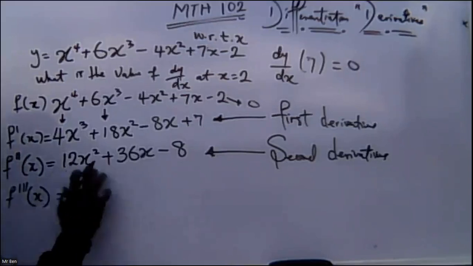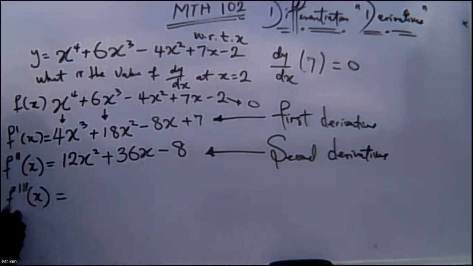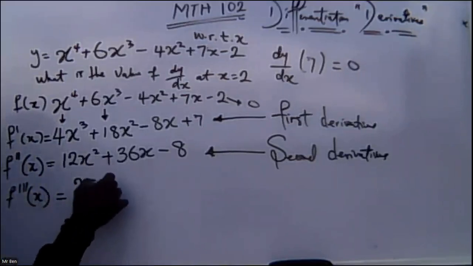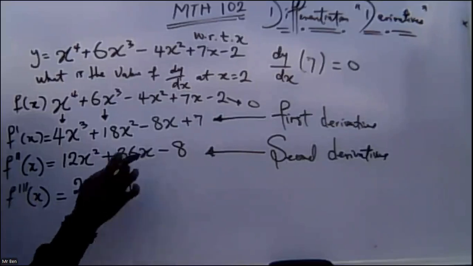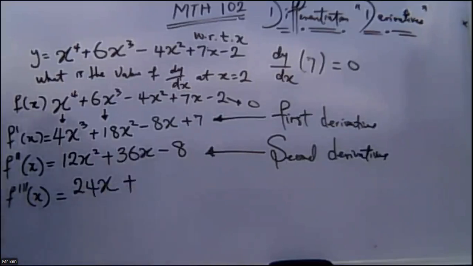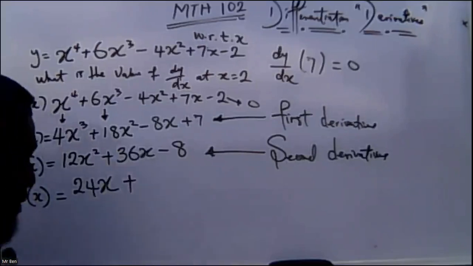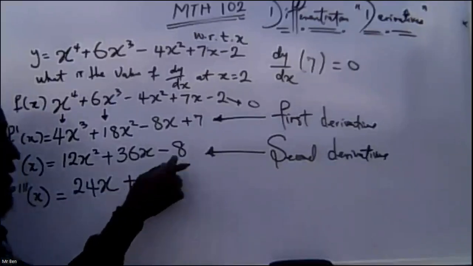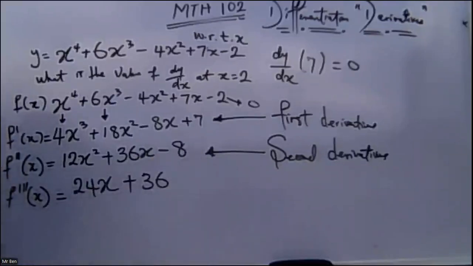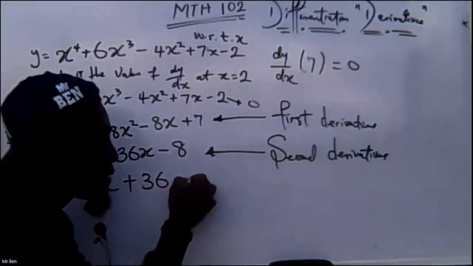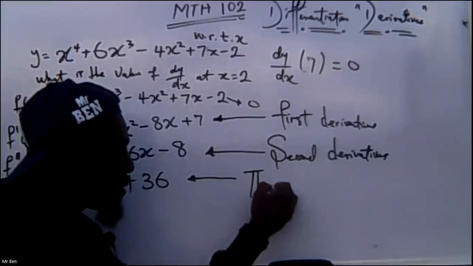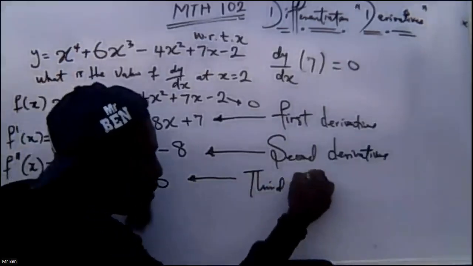Okay, let's differentiate this. So to find the third derivative now, 2 times 12 will give us 24x plus, derivative of 36x will give us what? Plus 36. So the derivative of any constant is 0, so we leave it that way. Then we write it there as our third derivative.